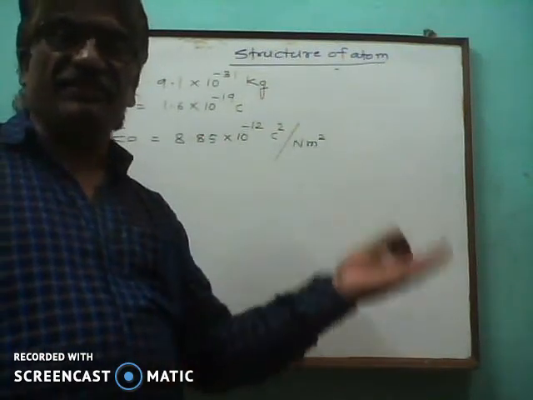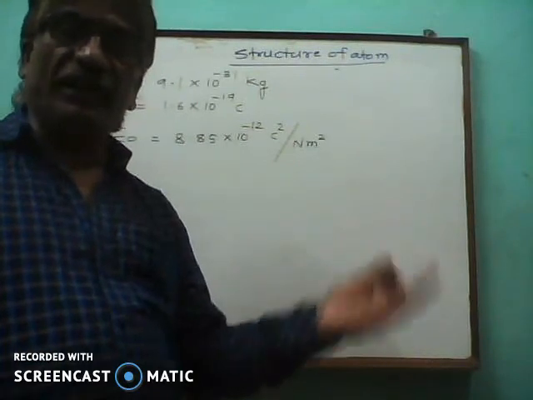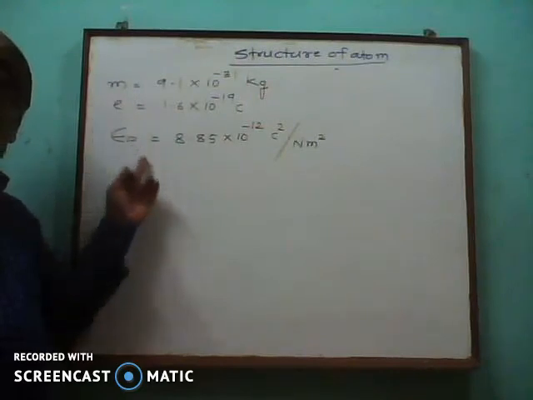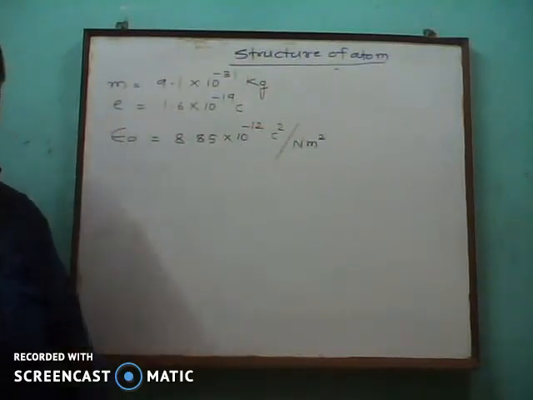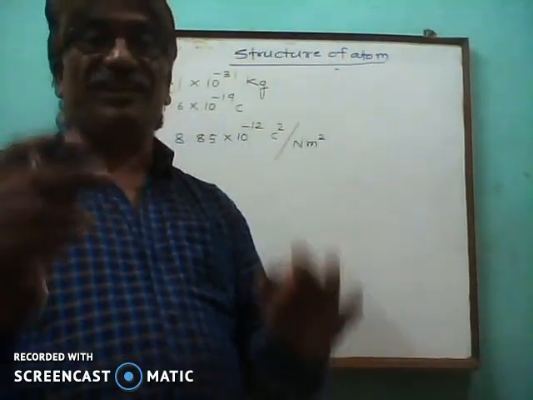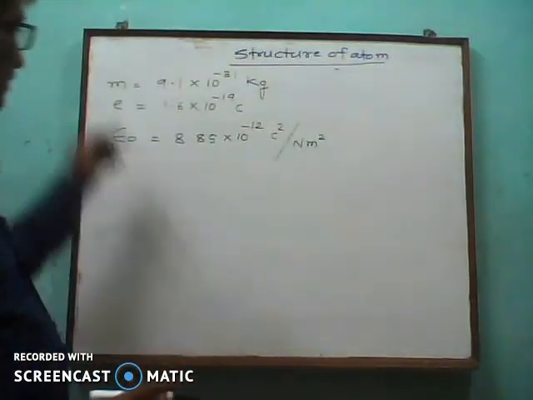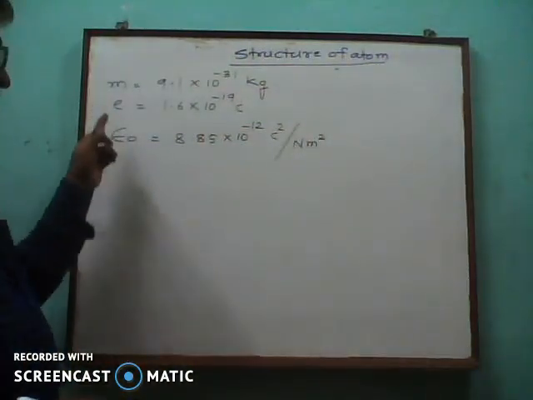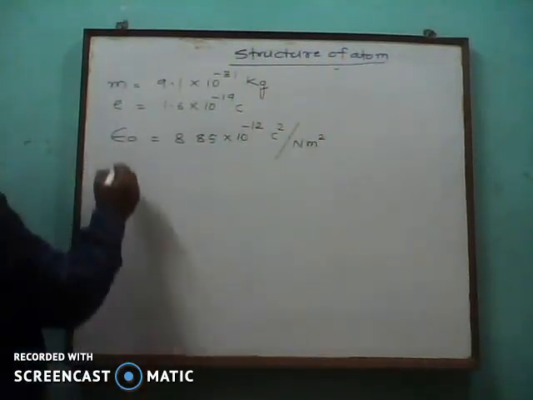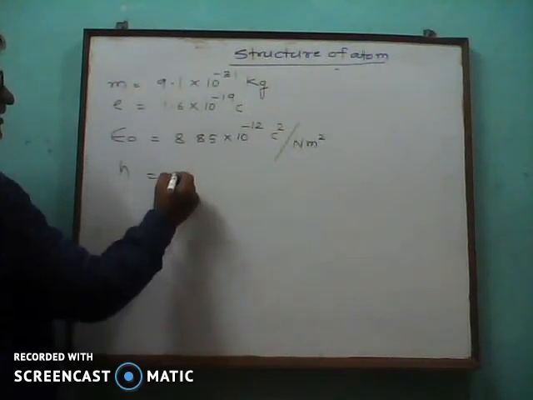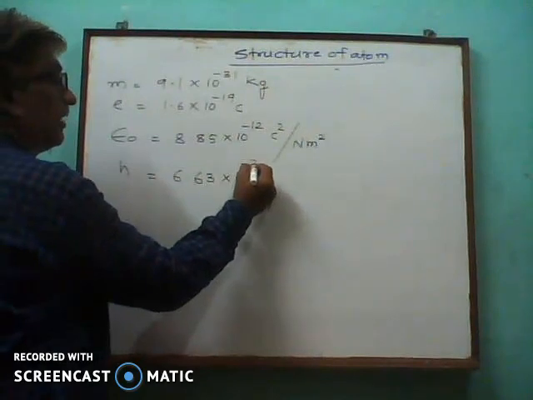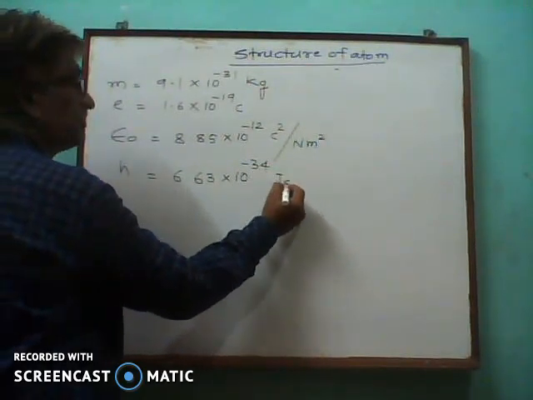Third value, that is epsilon 0, can be seen in 11th standard, but we did not use it many times. But here it is used many times, so remember these values and write them on a special page. On a special page you can write useful constants: mass of electron, charge of electron, and permittivity of free space. Here h is 6.63 into 10 to the power minus 34 joule second.